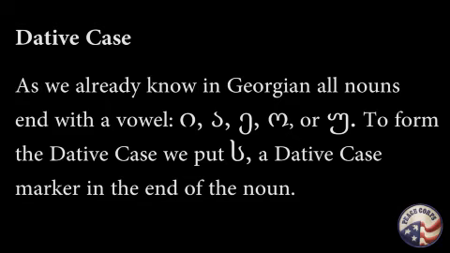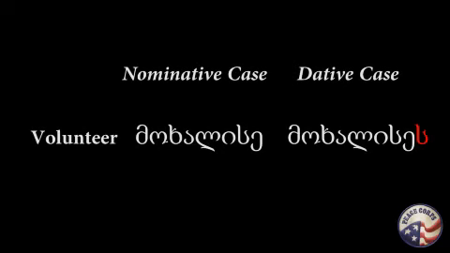Now let's learn the dative case. As we already know, in Georgian all nouns end with a vowel: i, a, e, o, or u. To form the dative case, we put s, a dative case marker, at the end of the noun. Let's take an example.